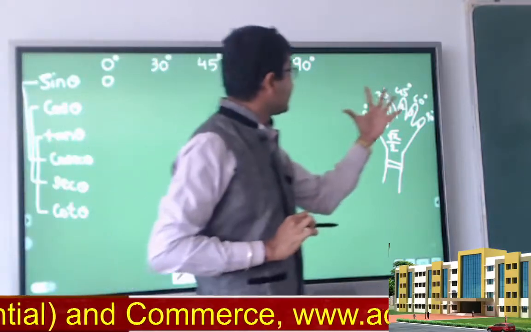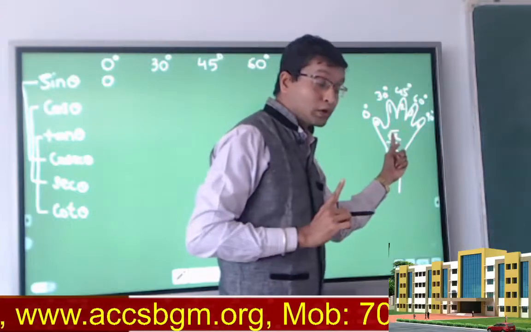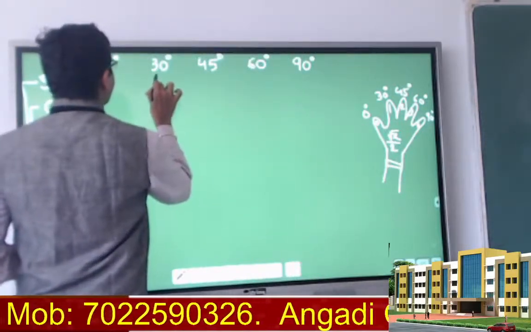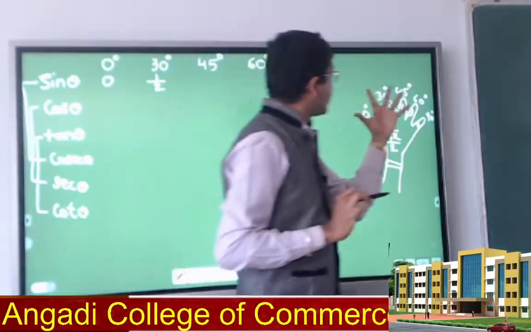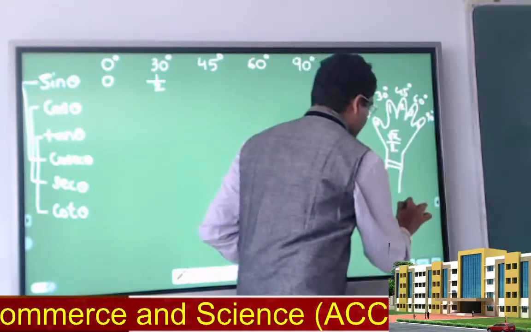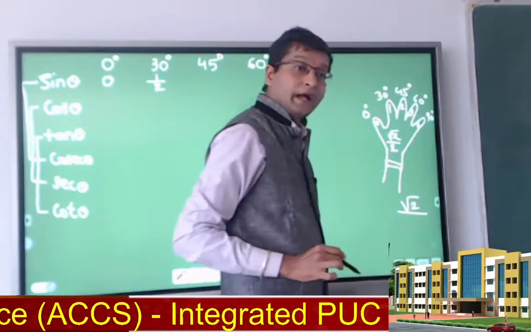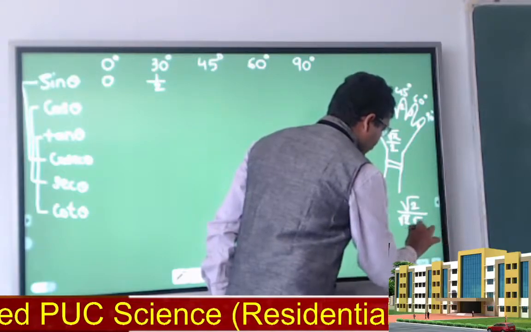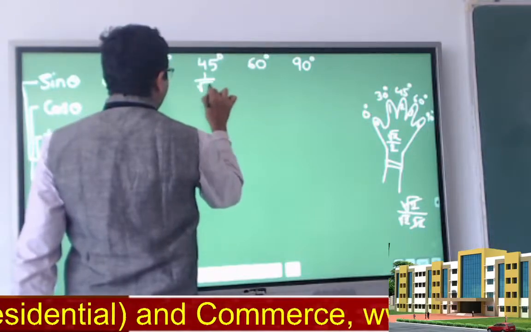Next, 30 degree. 30 degree means we have assigned a value of 1 to root x, so we get 1 by 2. There is no further simplification. Next, 45 degree. I have assigned the value 2, so it will become root 2 by 2. In the denominator, 2, I write it as root 2 into root 2. One root 2 gets cancelled, and we get 1 by root 2.